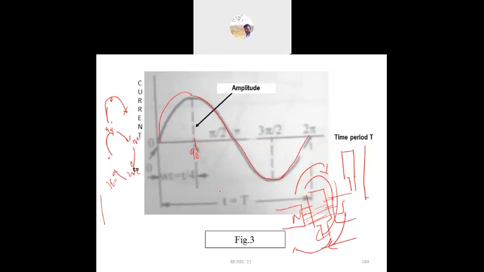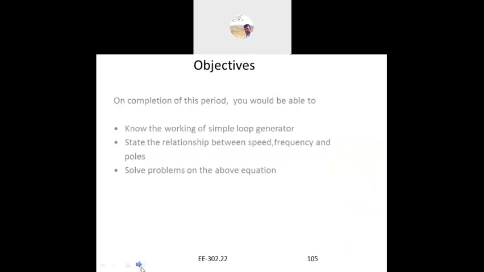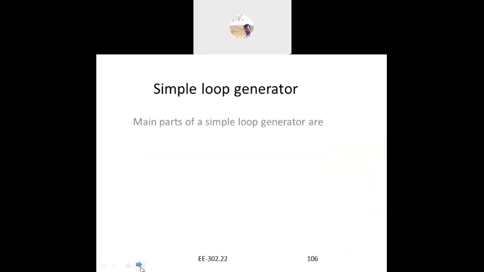Why are we taking the sine wave? We are going to discuss that, so that we understand the EMF generation.